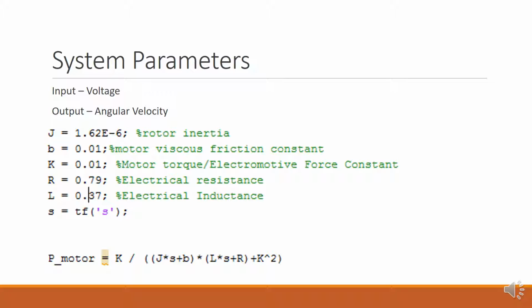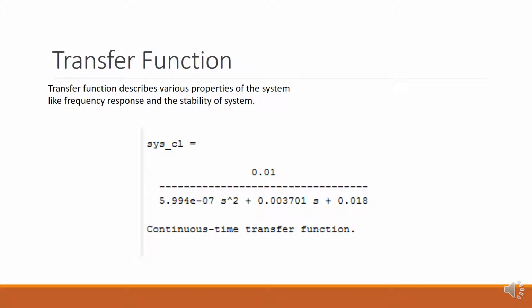Below are the system parameters that will be used to generate a transfer function. This figure represents the transfer function developed using the system parameters found in the motor specification sheet. The transfer function describes various properties of the system, such as frequency response and the stability of a system.